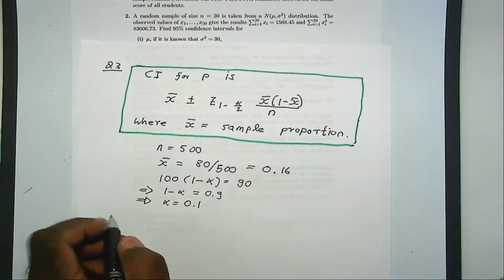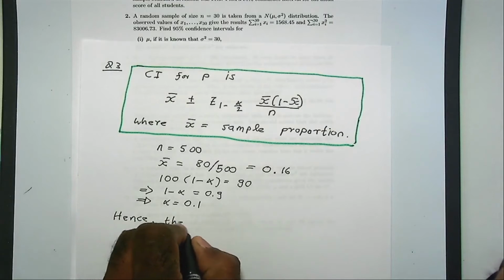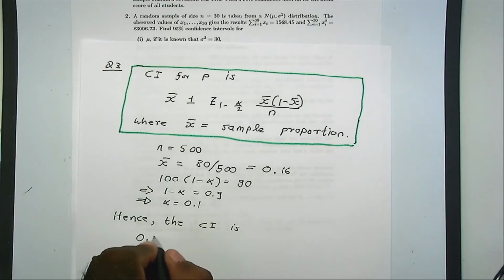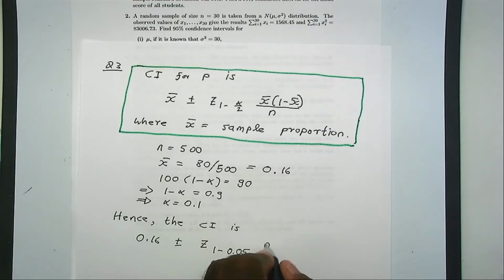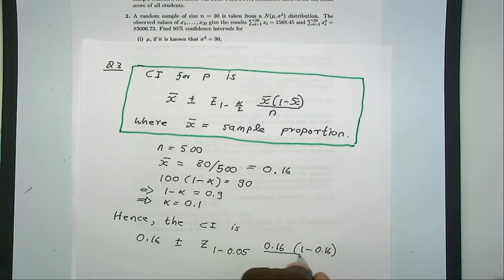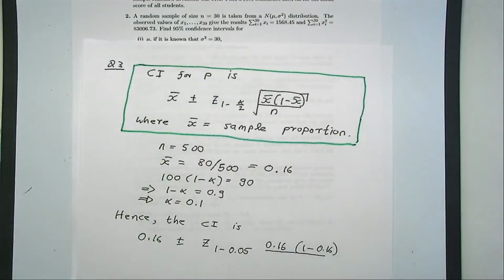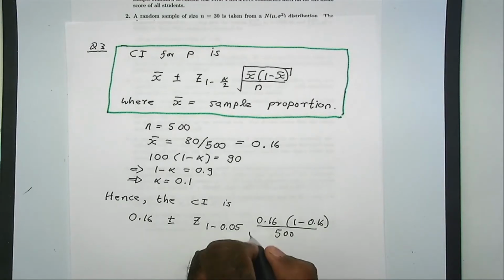Hence the CI is X bar, which is 0.16, plus or minus Z at 1 minus alpha by 2, which is 1 minus 0.05, times the square root of X bar times 1 minus X bar, which is 0.16 times 1 minus 0.16. Oh, sorry, I forgot to put the square root sign, excuse me. Divided by n, which is 500. So this is the square root of this whole thing.